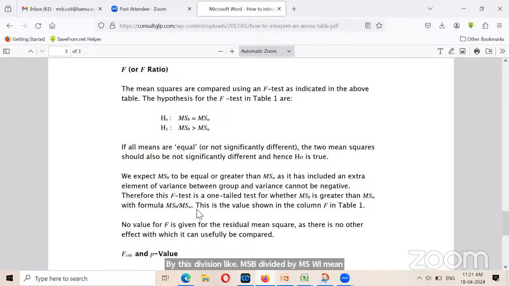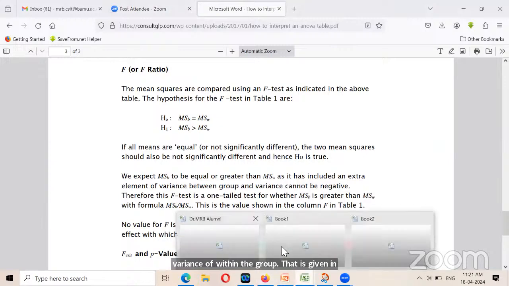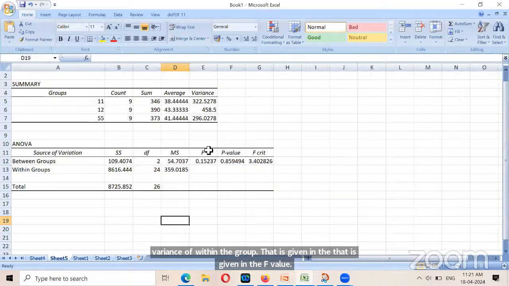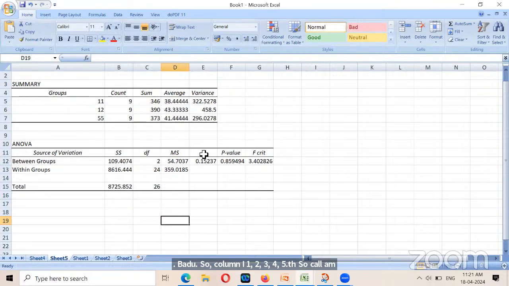Variance between the groups divided by variance within the group. The ratio of these two is given in the F value. In the Mean Square column, the fifth column is the F column, and that F value is very important here.